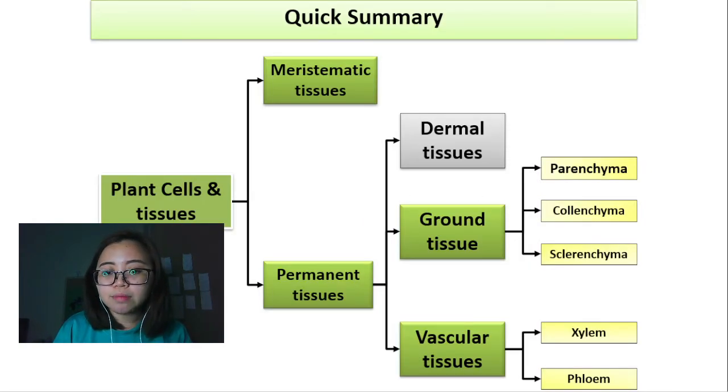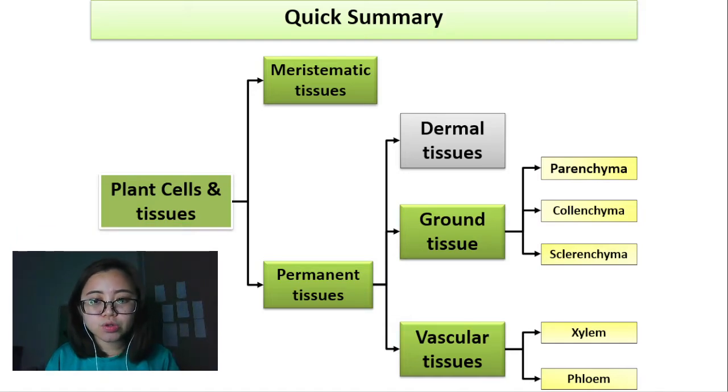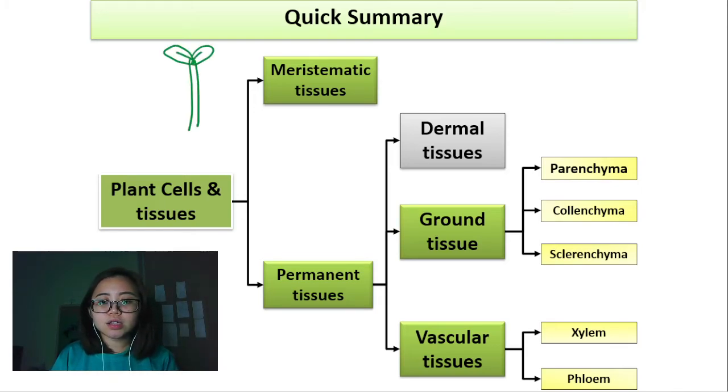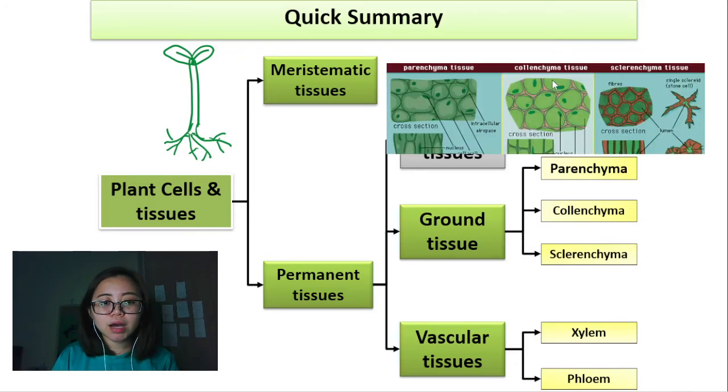So dari tadi saya merepek panjang pasal plant cells and tissues. Saya start dengan meristematic tissue. Saya jelaskan pasal permanent tissue, ground tissue, and vascular tissues. Just a quick recap. Meristematic tissues you can find over here, and also in here. Ground tissue is the Parenchyma, Collenchyma, and Sclerenchyma that you should know how it looks like. You should know how many cell walls it has and other details about the structure. And last but not least, we talk about the vascular tissues, which are xylem and phloem.